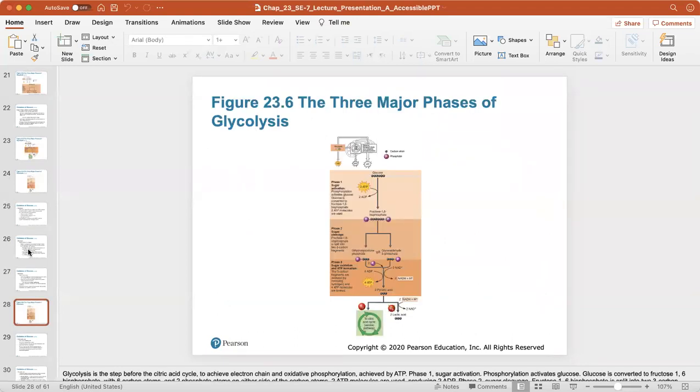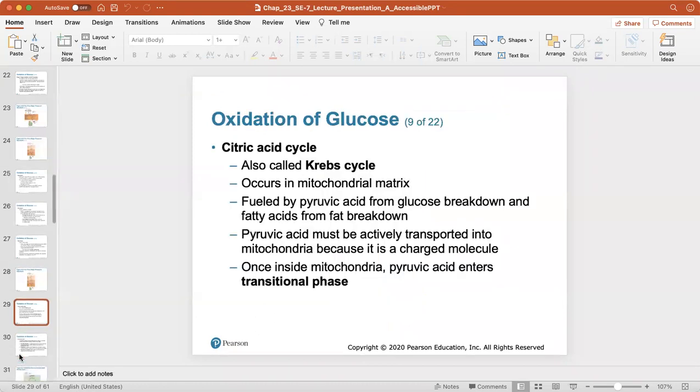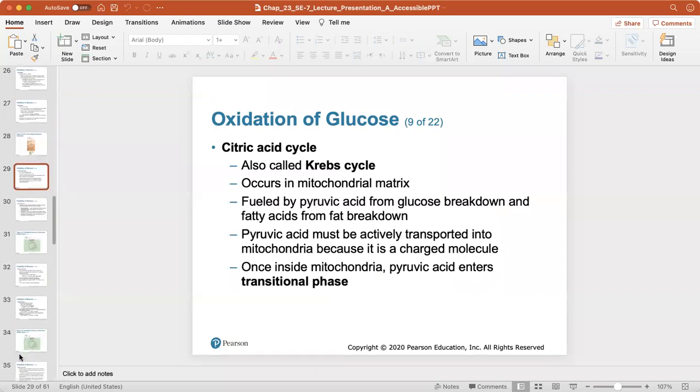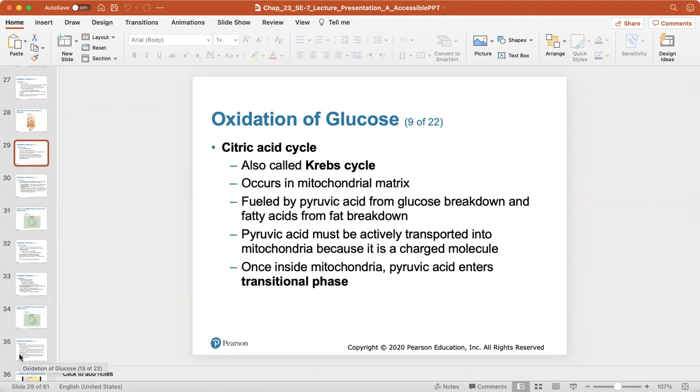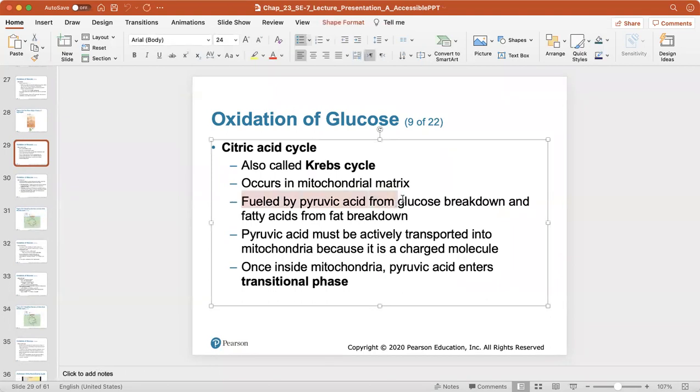And again, the big thing about glycolysis is I want you to know that it creates 2 pyruvic acid at the end of glycolysis. Then we go to the citric acid cycle. This is also called the Krebs cycle. This occurs in the mitochondrial matrix, and it's fueled by the pyruvic acid from glucose breakdown and fatty acids from fat breakdown. Pyruvic acid is actively transported into the mitochondria because it is a charged molecule.